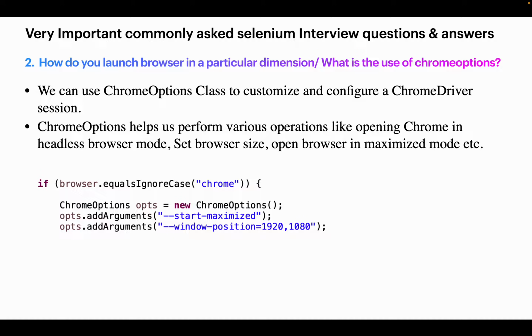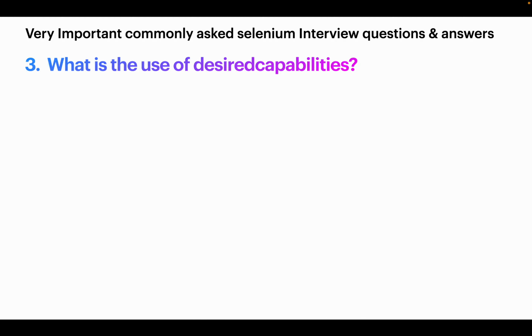If you see the code here, I'm opening the browser in maximize mode and I'm positioning the window to 1920 by 1080 dimension. This is also a tricky question. Instead of asking what is the use of ChromeOptions, they might ask how do you launch a browser in a particular dimension. Okay, let's see the next question.